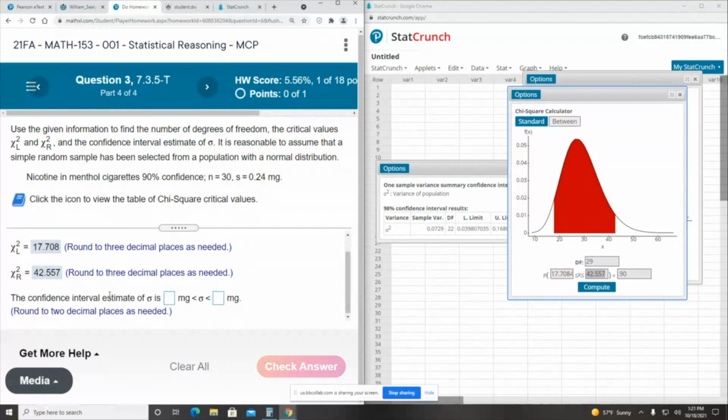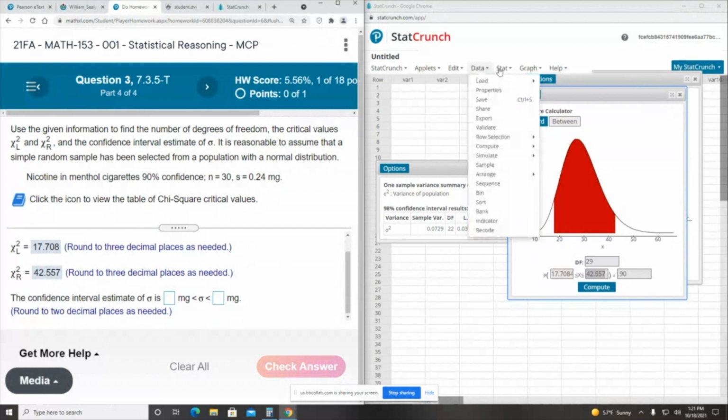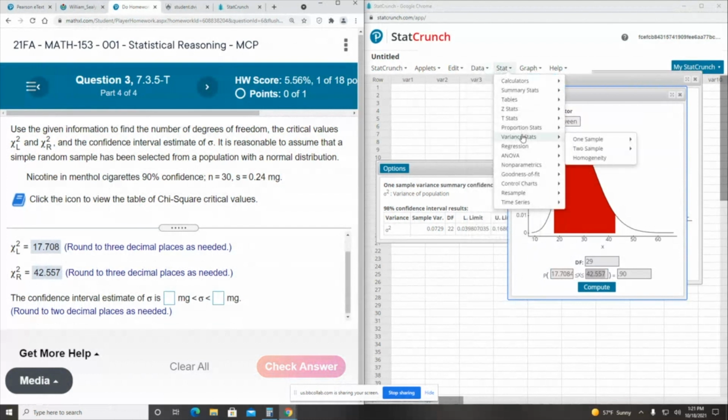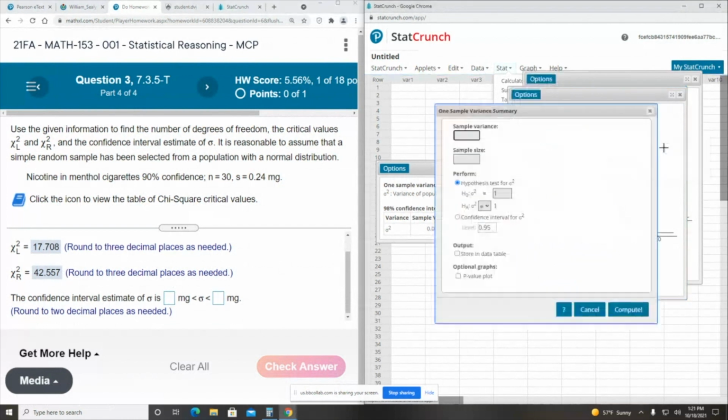Now to find the confidence interval estimate, we use the variance stats tool. We have only one sample until we get to chapter 9. Here we only have a summary. They want to know the variance. This is where it starts to get tricky.